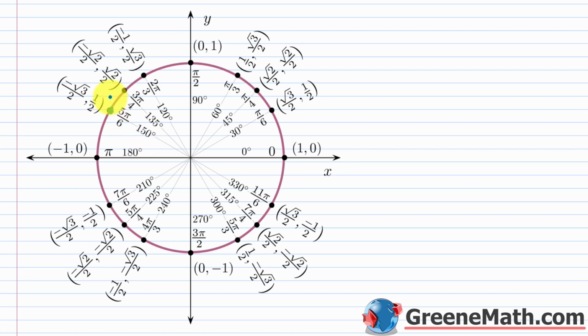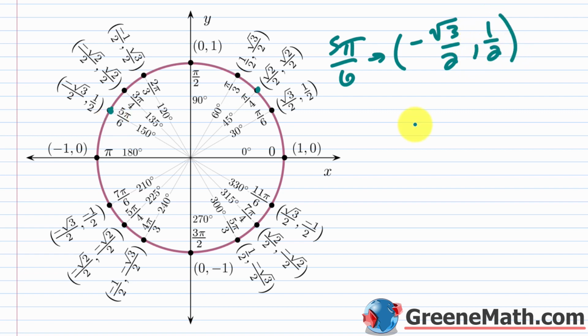So let me actually take everything now while I'm here so that we don't have to come back. And this is going to be 5 pi over 6. So let me just put 5 pi over 6. So that's 150 degrees in terms of radians. And I'm just going to notate that the x value here, the cosine value, is negative square root of 3 over 2. And the y value or the sine value is a half. So let me grab that.